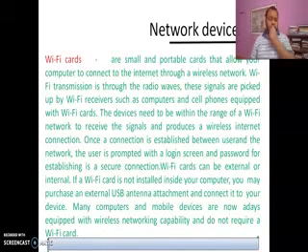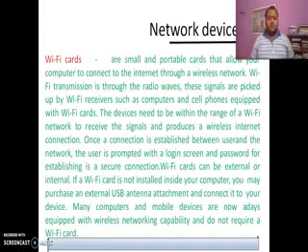Now what are Wi-Fi cards? Wi-Fi cards are small and portable cards that allow your computer to connect to the internet through a wireless network. Right, this thing I told you, Wi-Fi transmission is through radio waves. Now radio waves are used for Wi-Fi transmission. These signals are picked up by Wi-Fi receivers such as computers and cell phones equipped with Wi-Fi cards. Now our PCs or laptops or mobile phones are equipped with these cards by default.